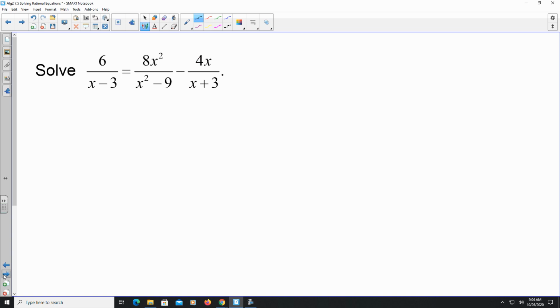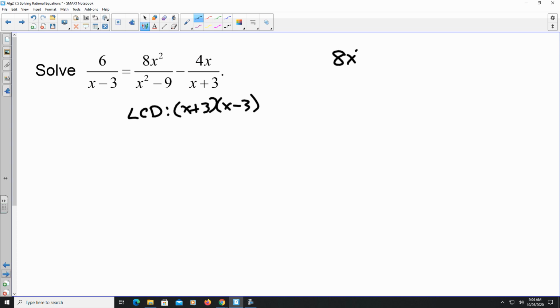So again, still trying to solve for x using the cross products, but again, we have to get one fraction on the left, one fraction on the right. So looking at this right-hand side of the equal sign, I'll try to find the LCD here. If I factor this one out, this is going to be x plus 3, x minus 3 because it's a sum and difference pattern, and then this is just going to be x plus 3. So my LCD is going to be x plus 3 times the quantity of x minus 3.